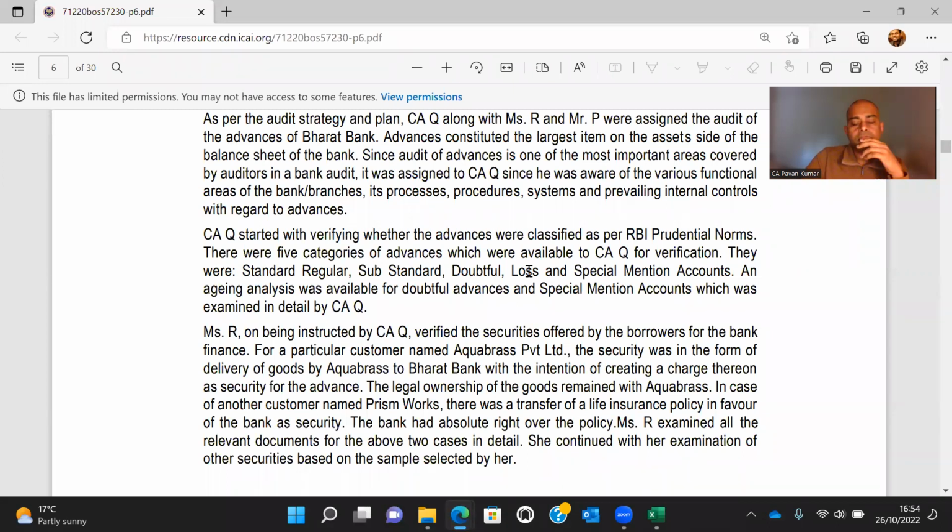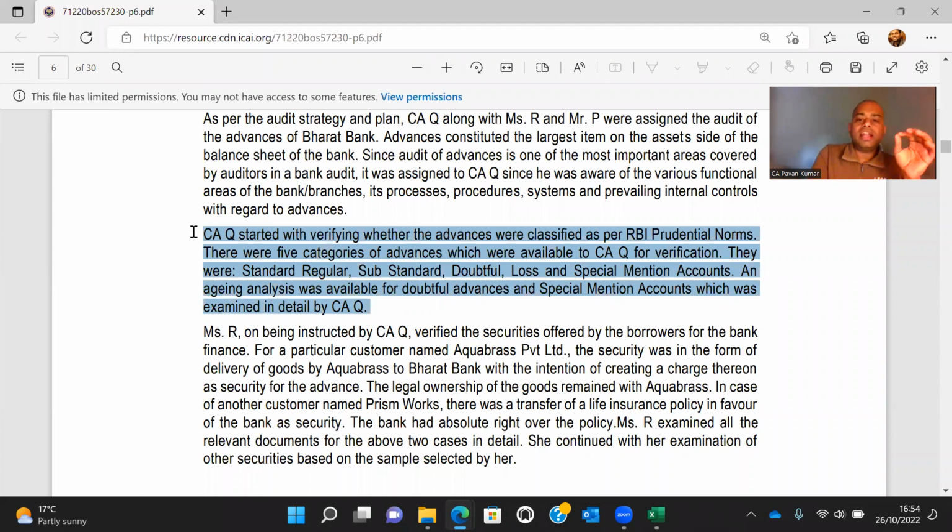Standard, substandard, doubtful, loss, and special mention accounts. An aging analysis was available for doubtful advances and special mention accounts, which was examined in detail by CAQ. So even in this third para, they are telling only the procedures. There is nothing, no case study, nothing to be really looked into. Again, it is flow of the story.